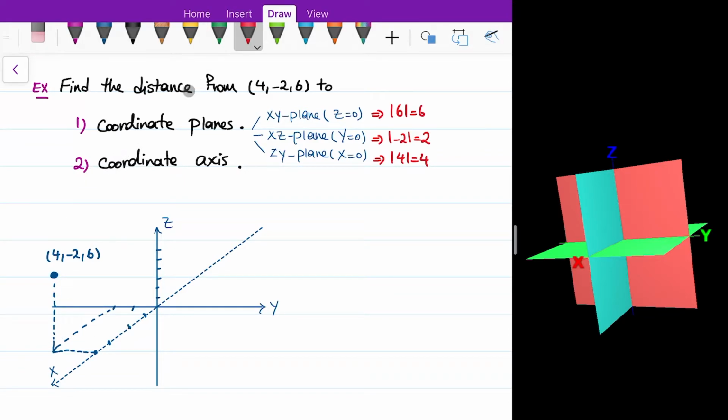Great. Now I would like to find the distance from the point to the coordinate axes. So the coordinate axes are these ones.